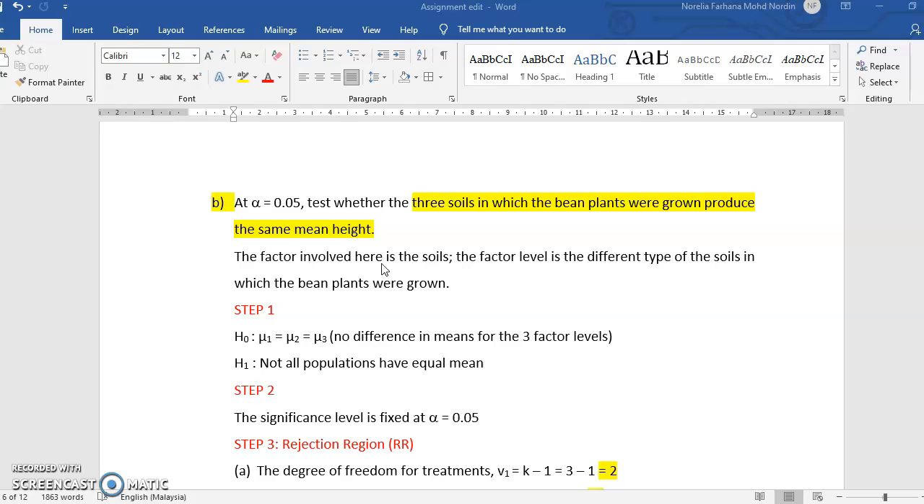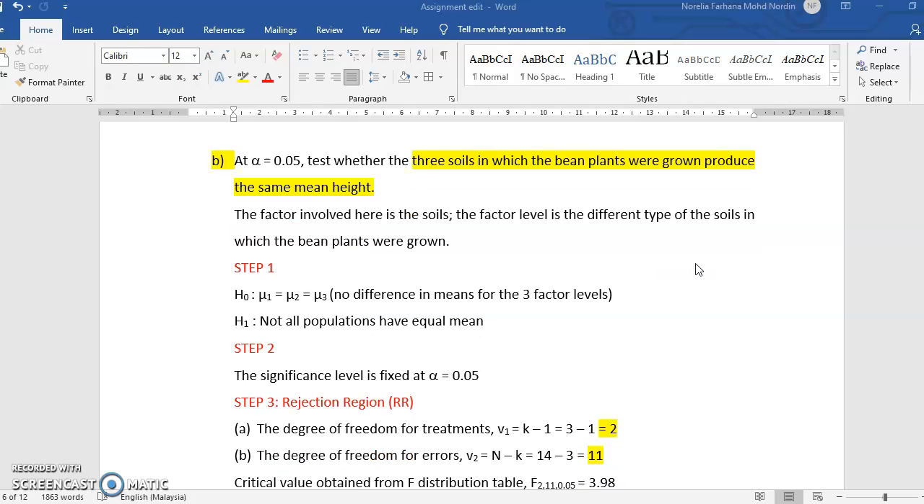So the factor involved here is the soil. The factor level is the different type of the soil in which the bean plants were grown. So the number of factor levels, we can say that is 3, because there are 3 types of soil. To answer this question, there are a few steps.